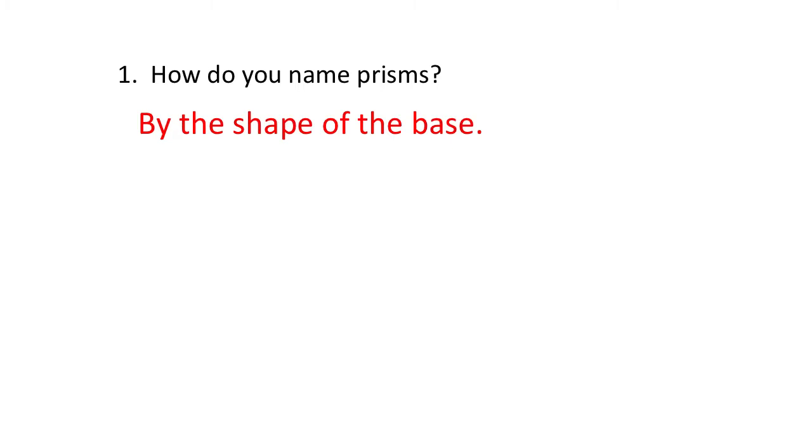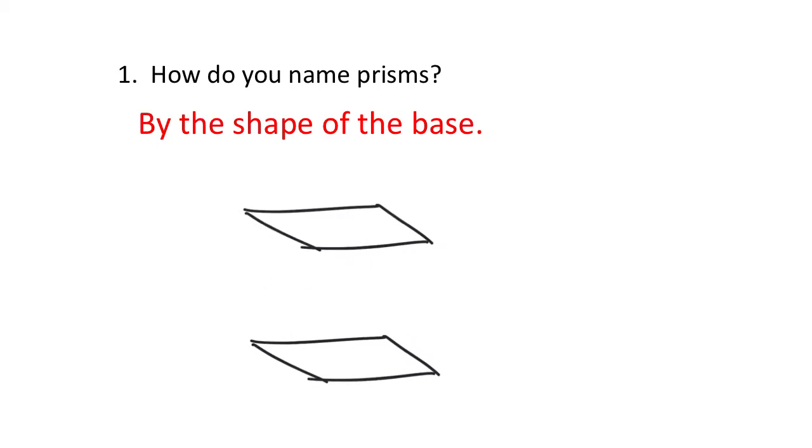All right, how do you name prisms? By the shape of the base. So kind of like some of these we've seen. I guess this would be a rectangular type right here. So you just take that shape, and you can copy it down like this, at least if you're drawing it by hand like I am. And you just connect those lines this way.